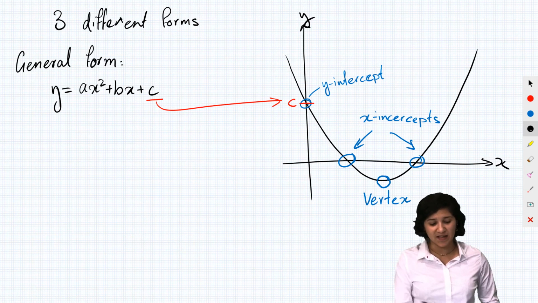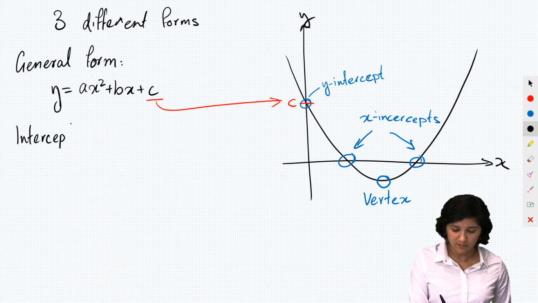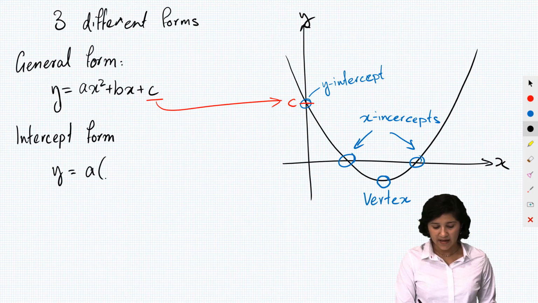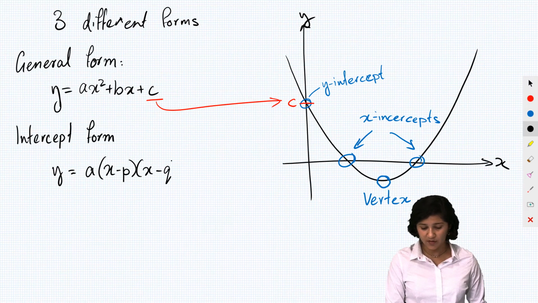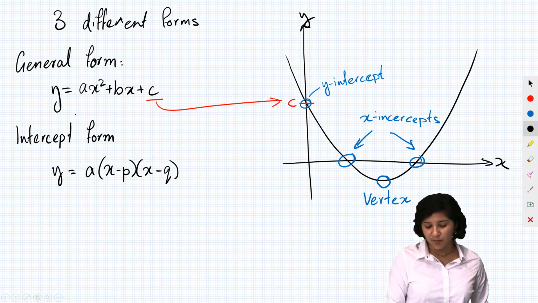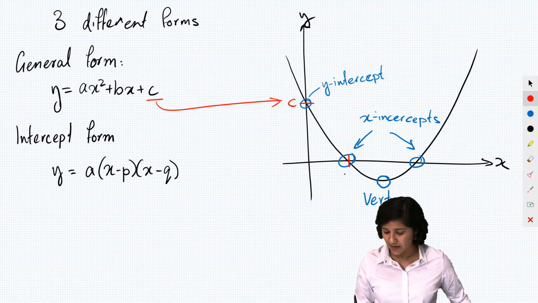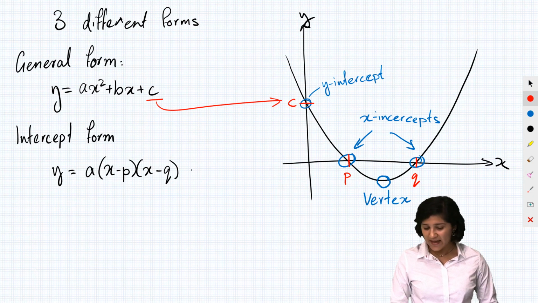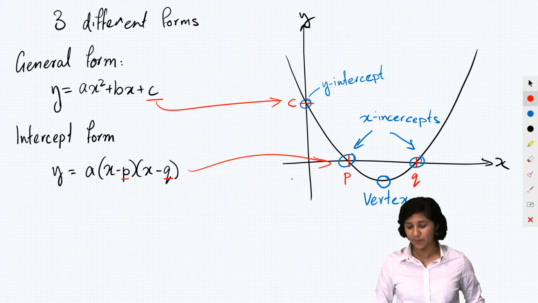So to find the x-intercepts, we actually need what's called the intercept form. So the intercept form looks like y equals a outside of x minus p, x minus q. So this a here is the same a as before, and the p and the q tell us where our x-intercepts are. So this one can be p, this one can be q. And so we find very easily what the x-intercepts are from this form.